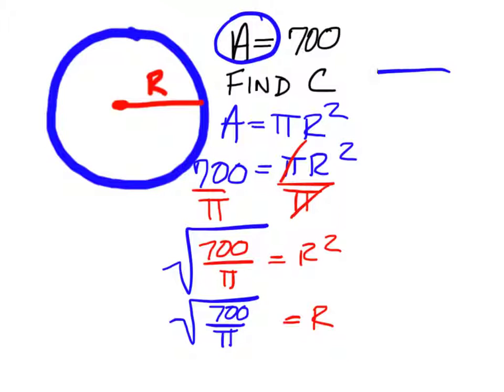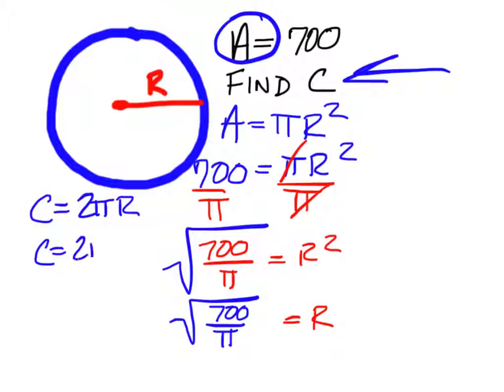What you're looking for is C. And the formula for C is 2 pi r. So you're going to put what we just found, the square root of 700 over pi, in for r. Here's the 2 and the pi. This whole thing represents r, which is what we found down here.